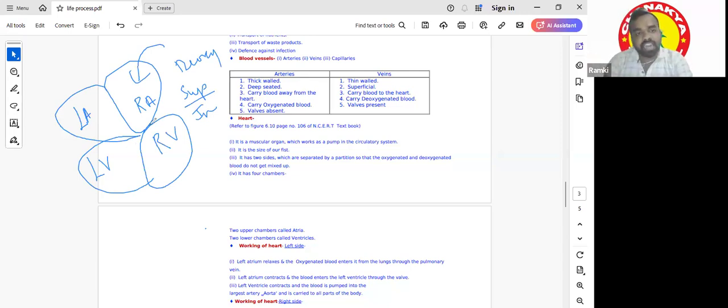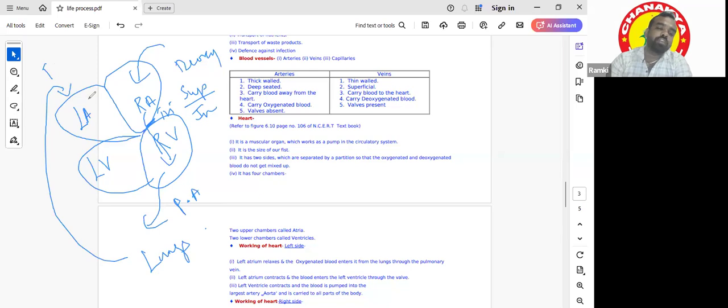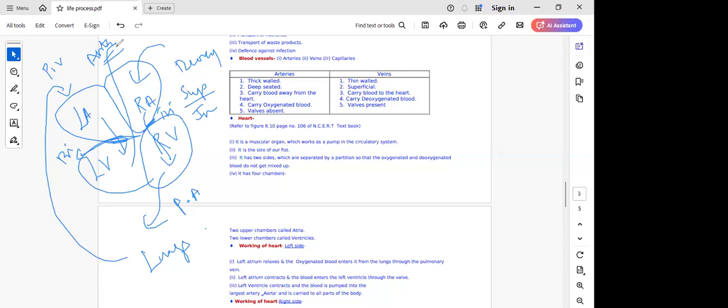Between the right atrium and right ventricle, there is a valve called the tricuspid valve. Then it moves to the right ventricle. From the right ventricle, through the pulmonary artery, the deoxygenated blood moves to the lungs, where it gets oxygenated, and through the pulmonary vein it moves to the left auricle, then the left ventricle. Between the left auricle and left ventricle, the bicuspid valve is present. From the left ventricle, through the aorta, it moves to the various parts. This is the basic framework of blood circulation. Is it clear? Yes, sir.